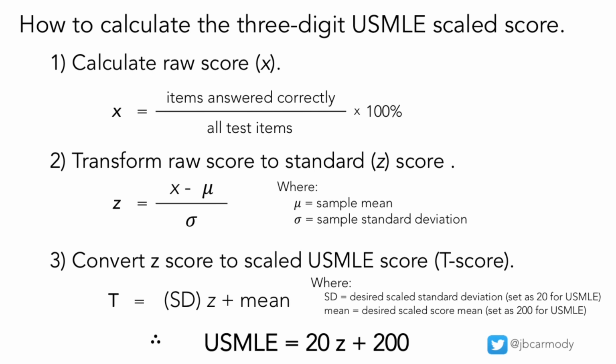So to summarize, this is how we calculate the 3-digit USMLE scaled score. First, we calculate the examinee's raw score. That's easy enough. We take the number of items answered correctly over all test items and multiply by 100%. Second, we transform the raw score into a standardized or z-score, and there we have to compare the examinee's performance to a reference group of examinees who took the same form of the exam. Once we have the z-score, we move on to part 3, where we convert the z-score to a scaled USMLE score, or t-score. And the USMLE has chosen to use a mean of 200 and a standard deviation of 20. And so the bottom line is this is how your USMLE score is calculated. It's just your z-score times 20 plus 200. That's your USMLE score.